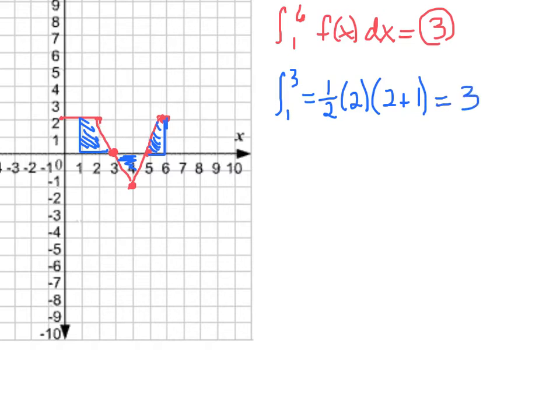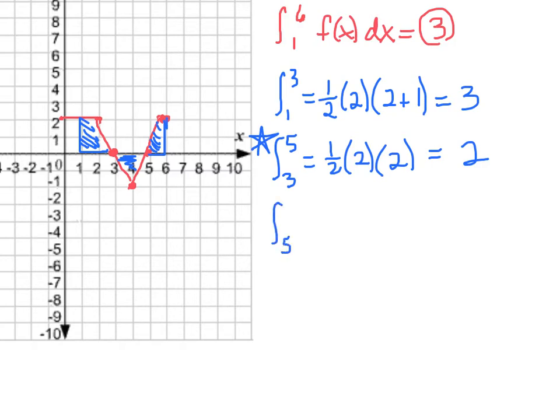All right, next we're going to look at the integral from 3 to 5. Now this is a triangle, so 1/2 the base, which is 2, times the height, which is 2. That is going to end up being 2. Now we need to be very careful here. I'm going to put a star because that space is underneath the x-axis. We're going to end up having to subtract. All right, lastly, we're going to look from 5 to 6, and that is also a triangle.